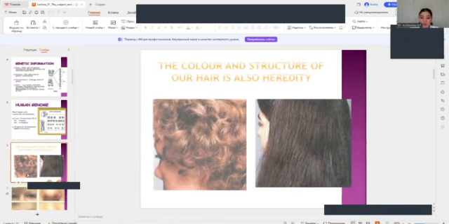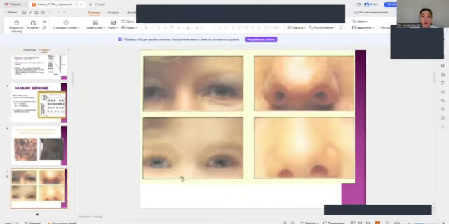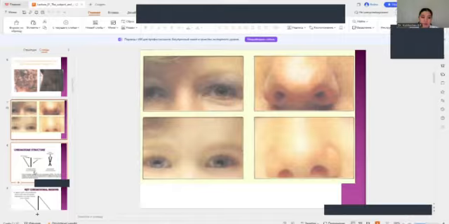All genes in our body are responsible for their own function. For example, some of them are responsible for blonde hair, some for black hair, or genes are responsible for the shape of eyes, shape of nose, and other things.